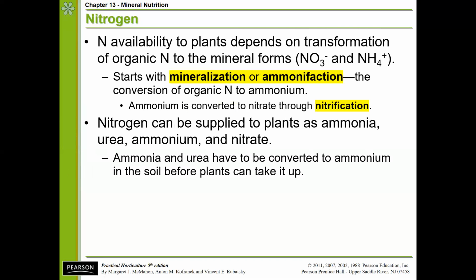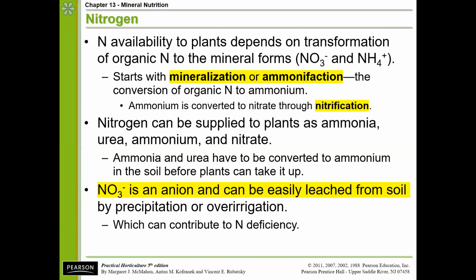We can actually supply it to plants as ammonia, urea, ammonium, or nitrate. But if we supply it in the forms of ammonia or urea, it has to then be converted to ammonium in the soil before plants can actually take it up and use it. This is a very important part of the nitrogen cycle. So if we apply ammonia or urea, we have to basically rely on mineralization and ammonification occurring in the soil in order to convert it to a form that the plants can actually use.